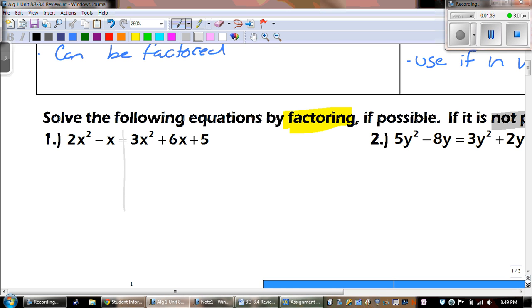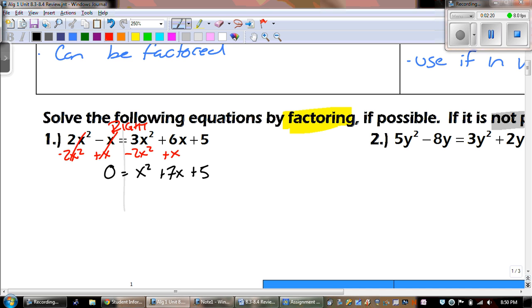So I'm going to look at our quadratic terms because I want everything on the same side, and I want the quadratic term to be positive. So I need to move everything to the right, because of that 3x squared, it's bigger. So we move the smaller quadratic term, and I'm just going to move everything from the left-hand side over to the right. 3x squared minus 2x squared is just x squared. 6x plus x gives us 7x, and then we're left with 5.